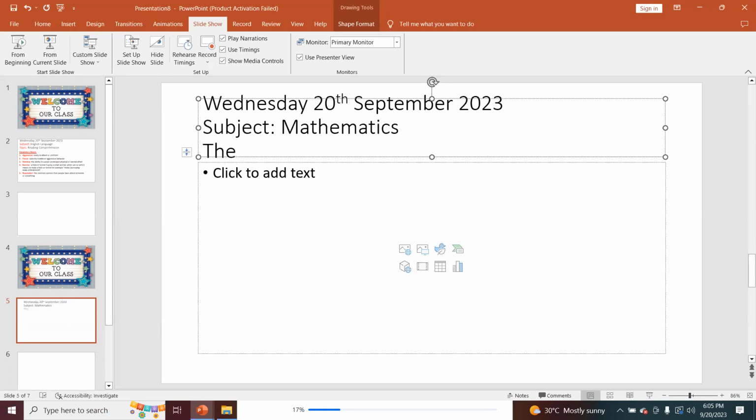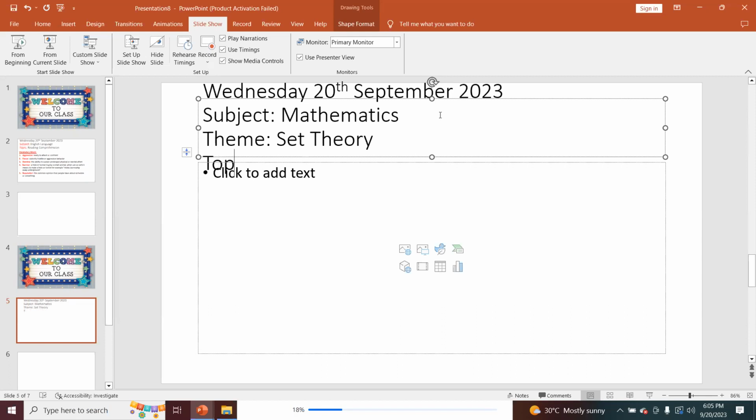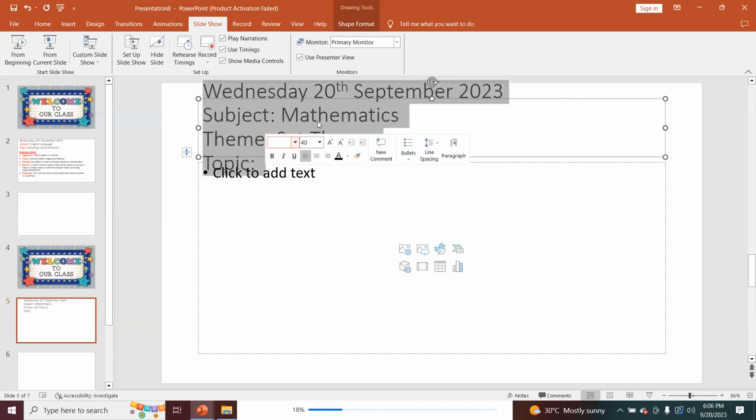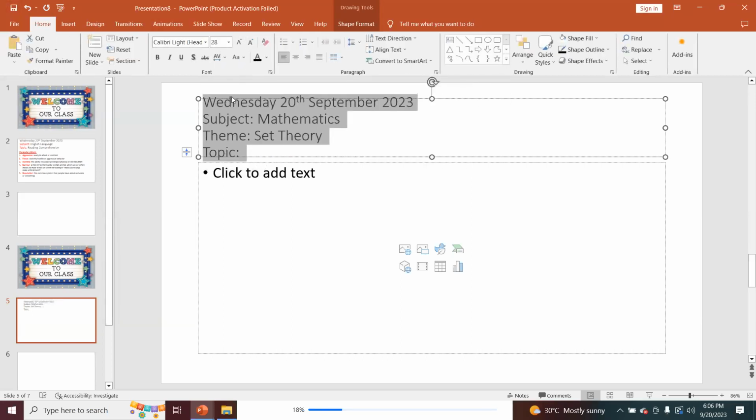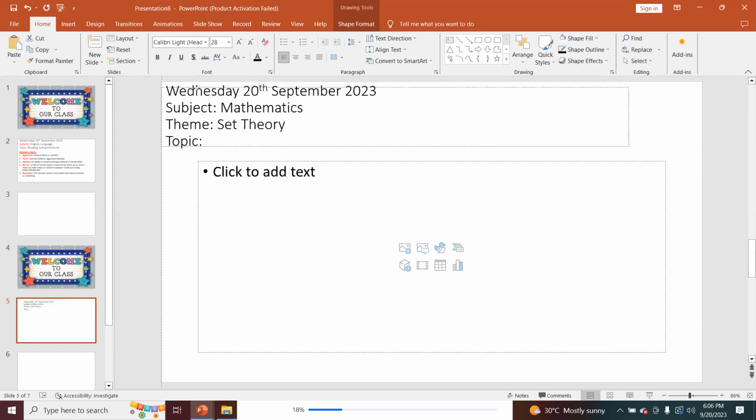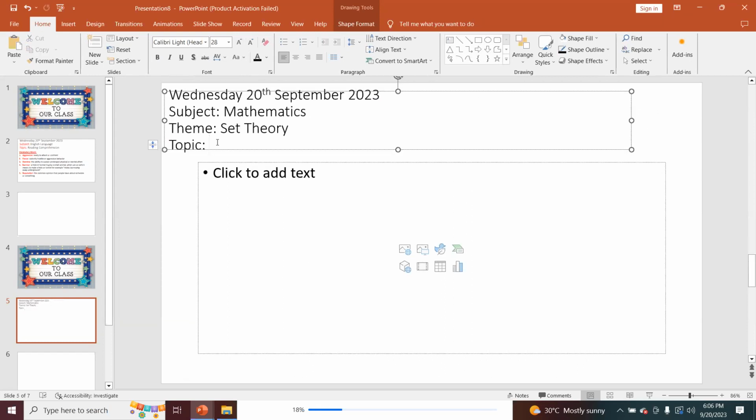So the theme is, we're still on set theory, and the topic is, we're going to be looking at finding subsets.